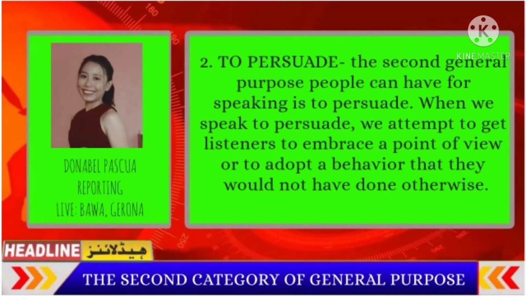To persuade, the second general purpose people can have for speaking, is to persuade. When we speak to persuade, we attempt to get listeners to embrace a point of view or to adopt a behavior that they would not have done otherwise. A persuasive speech can be distinguished from an informative speech by the fact that it includes a call for action for the audience to make some change in their behavior or thinking.